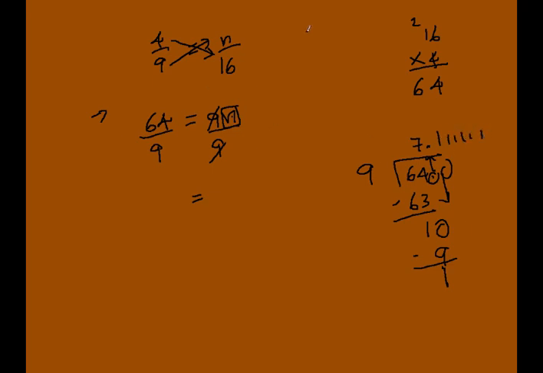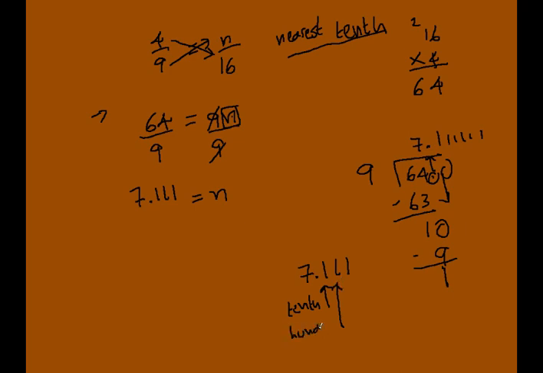Luckily for this problem, they actually ask you to round to the nearest tenth. So n, because the 9 crossed out, is equal to 7.111, and they asked me to round to the nearest tenth, let's take a look at this. Remember, which one is in the tenth place? This is in the tenth place, and this one is in the hundredth place.